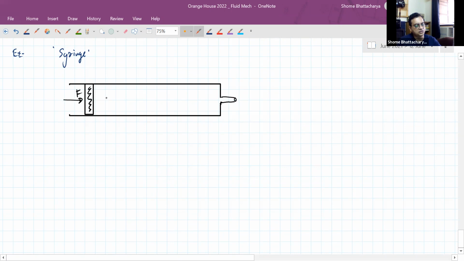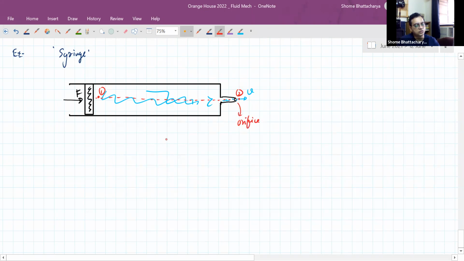So when this piston is pushed with a force F, then liquid comes out from here with a speed V. So we consider this to be more or less horizontal. Now you can consider this to be a point 1 and this to be a point 2. And we can also consider this to be an orifice.